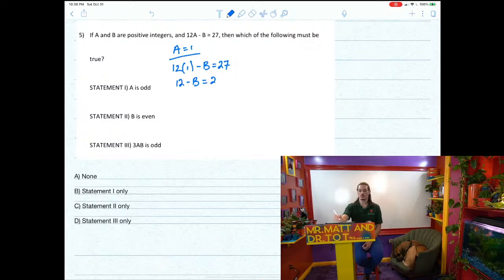I'm going to move on to test 2, the next greatest positive integer. So if A is equal to 2, then I'd have 12 times 2 minus B is equal to 27.